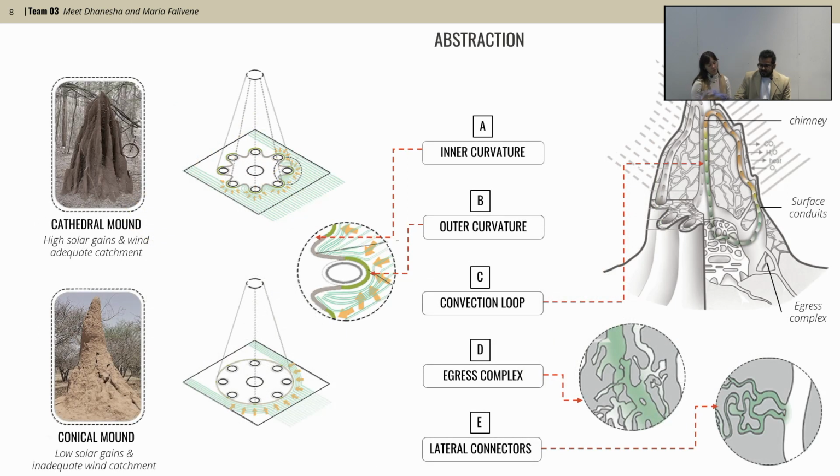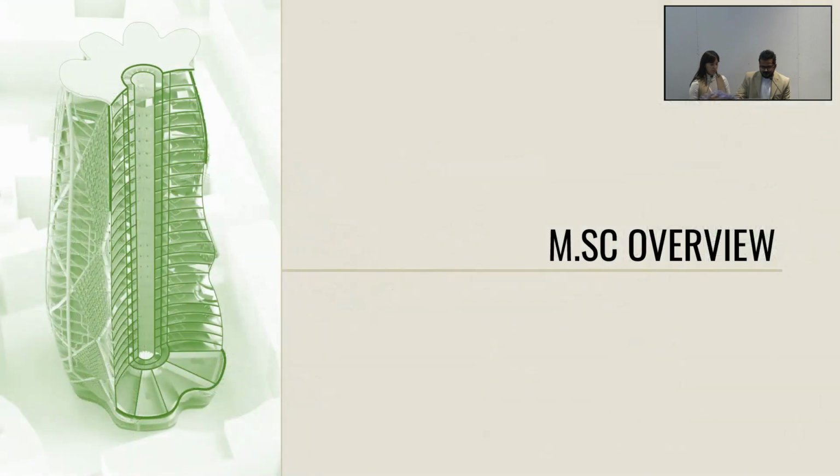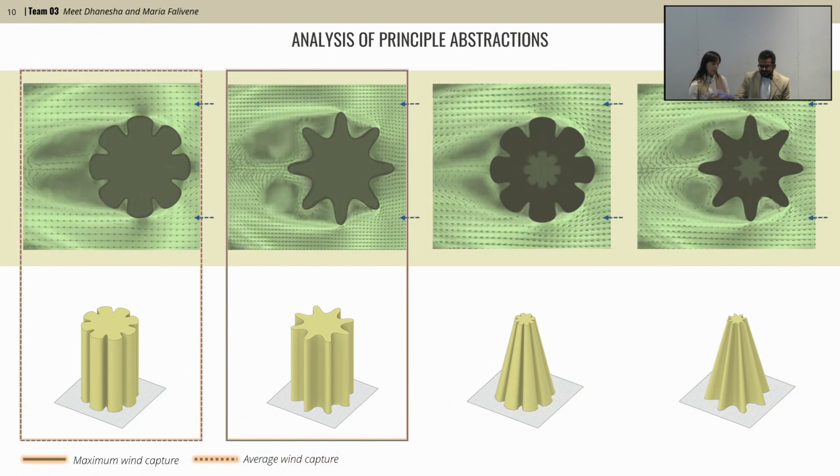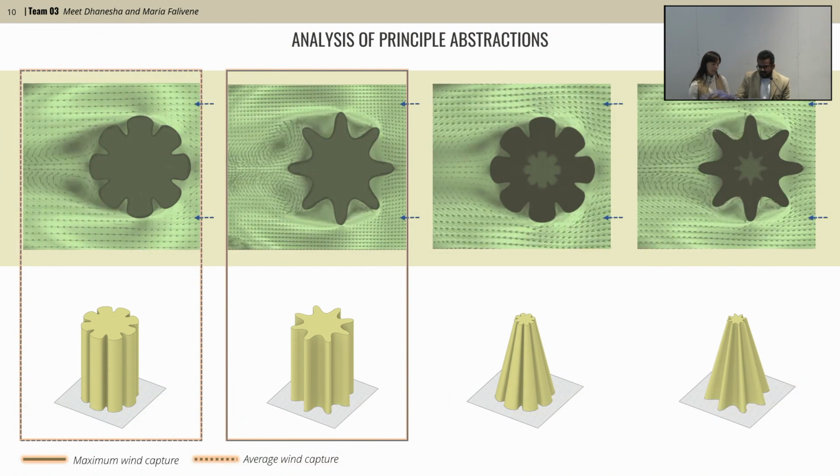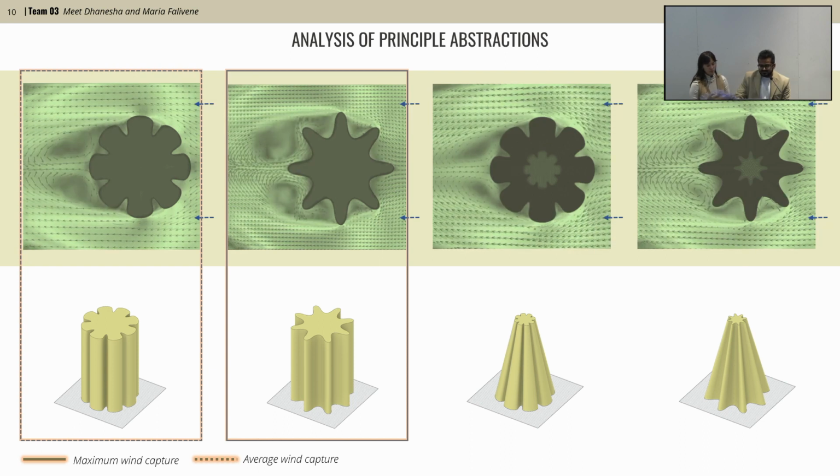Primary principles were extracted for design development by comparing various types of mound: bulge for solar radiation, depression for wind, convection loop for tubular network system, and egress complex and lateral connectors for wind capture and turbulence. In the MSc phase of Mylang, a passive ventilation system for a new tower morphology was developed. The abstracted principles of bulge and depression from the mound were analyzed with initial CFD experiments to understand the system scalability for architectural application.